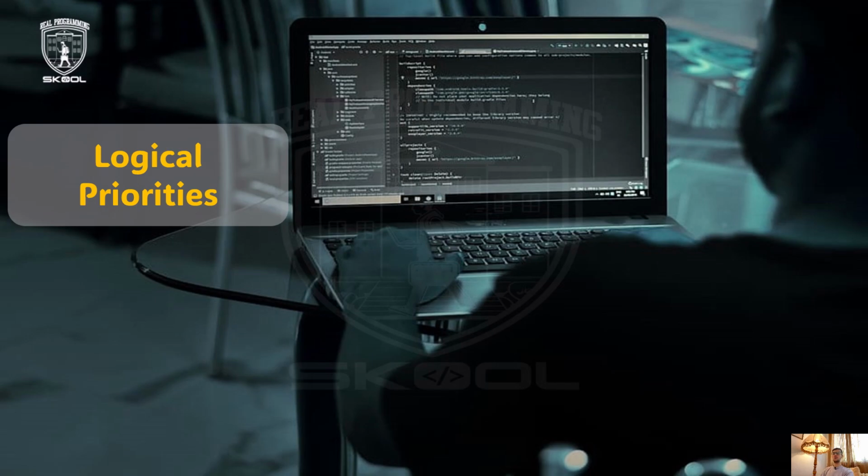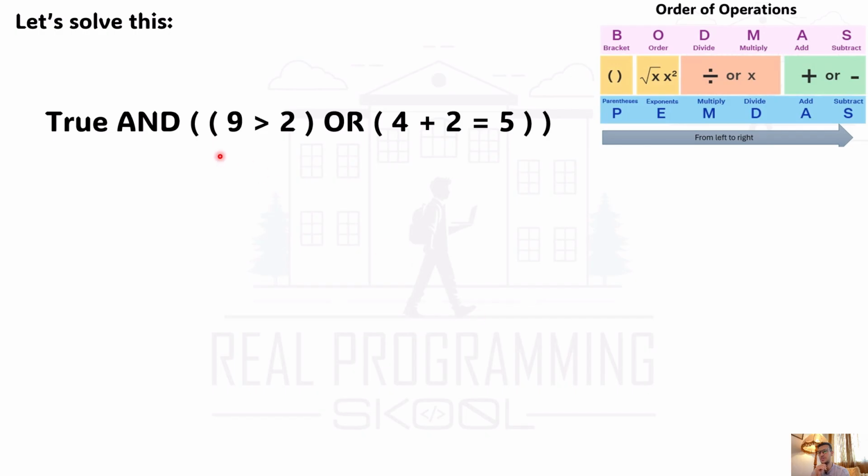And now let's go to logical priorities. If you finished the homework that I gave you in the previous lesson or video about the logical, where we took mathematical operators, relational operators and logical operators, and logical operators were the important part of that lesson, then it will be a piece of cake for you, this logical priorities math expression. We have here a math expression for logical operators.